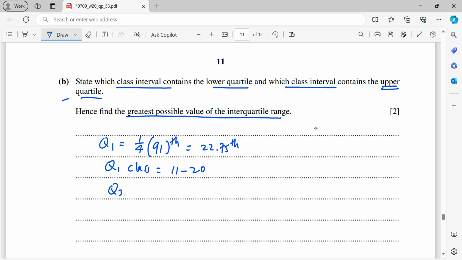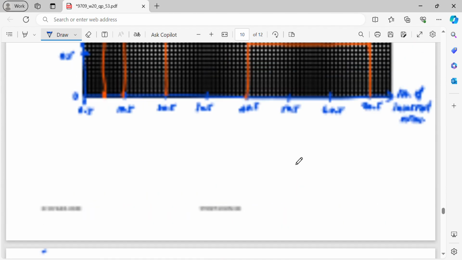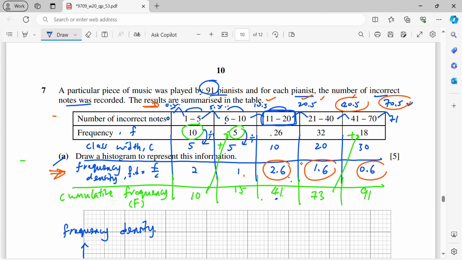So now my Q3 is 3/4 of the total, which is the 68.25th data. Let's check which class will contain this data. 68.25 is obviously between 42 and 73. Therefore, this is my Q3 class, 21 to 40.